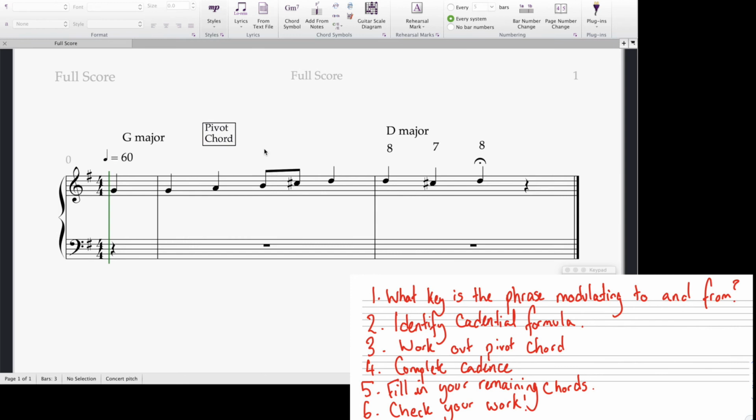Now we also know that after a pivot chord it's normally followed by a chord of the dominant group, so 5, 5, 7 or 7, 7. So this chord here is going to need to be 5 or 5, 7 or 7, 7.